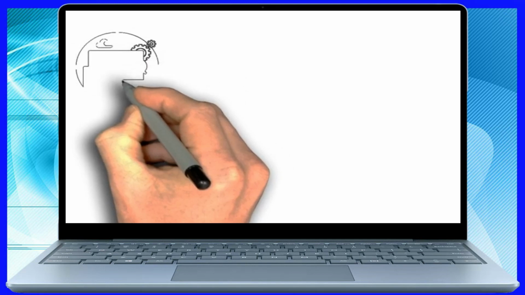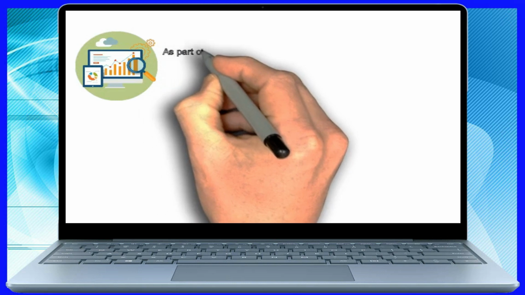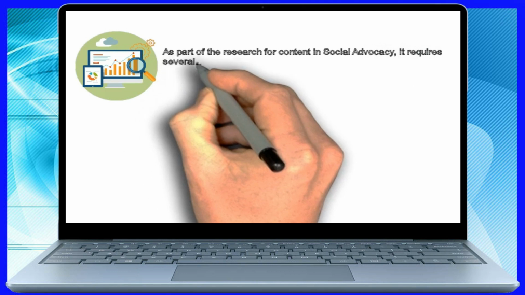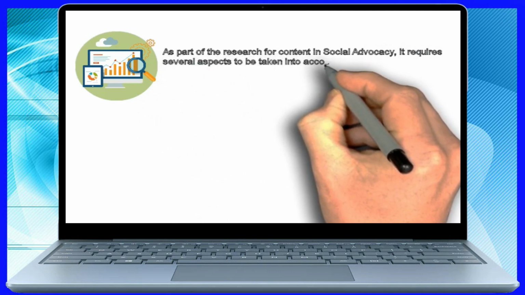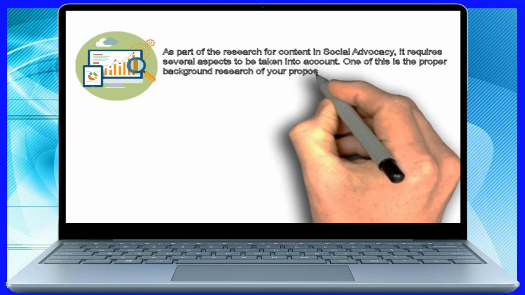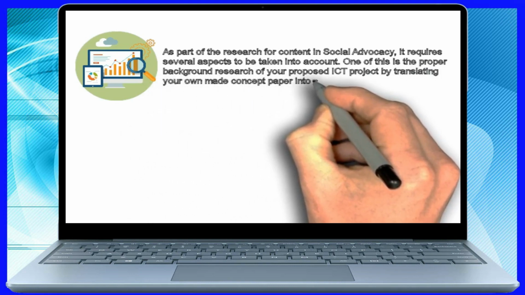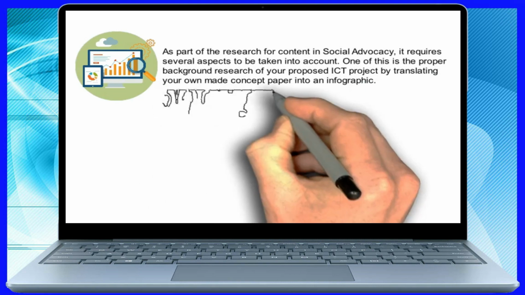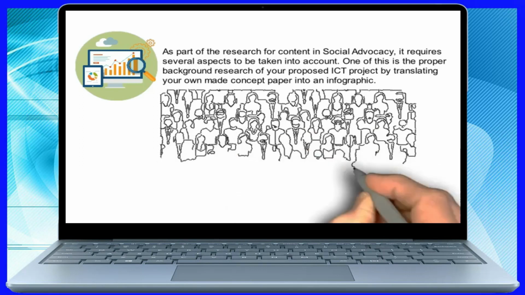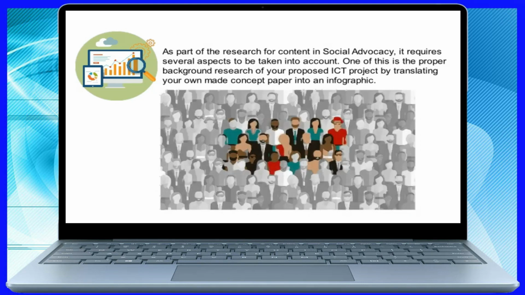All the relevant information may help you in your research study. As part of the research for content in social advocacy, it requires several aspects to be taken into account. One of these is the proper background research of your proposed ICT project by translating your own concept paper into an infographic. In creating your ICT project, it is also important to take into consideration your targeted audience. That is why audience profiling must be done.